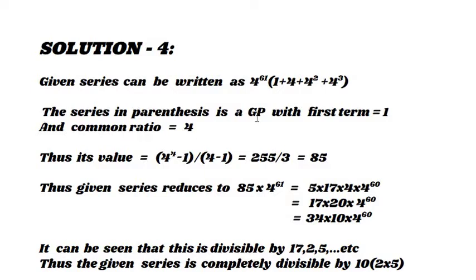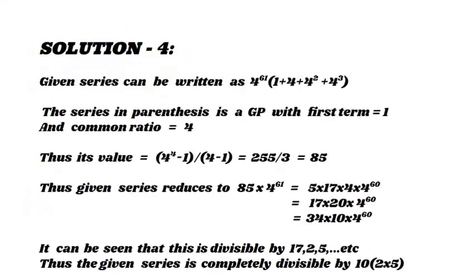Now the summation of the series in the parenthesis would be this value, 4 raised to the power 4 minus 1 upon 4 minus 1, that is 85. So the given series reduces to 85 into 4 raised to the power 61. Now please look at the available options here: 3, 10, 11 and 13. From this we will be able to select our answer.